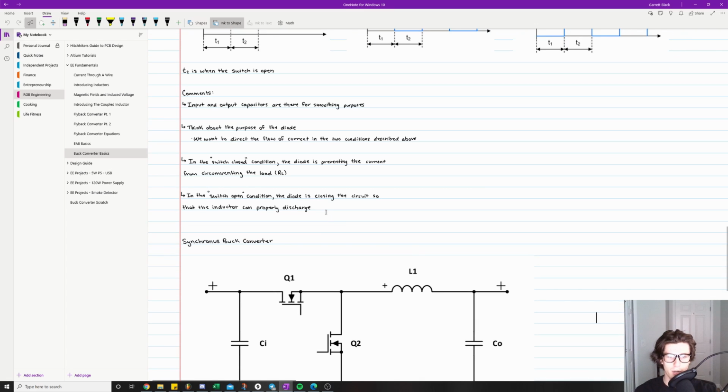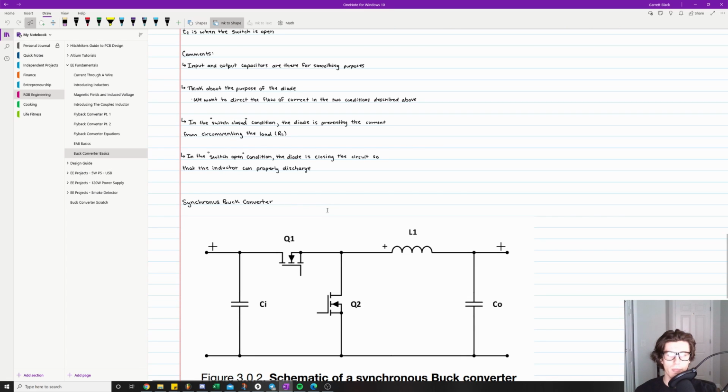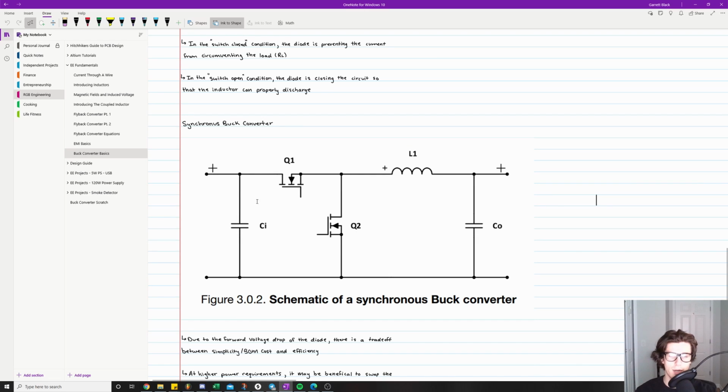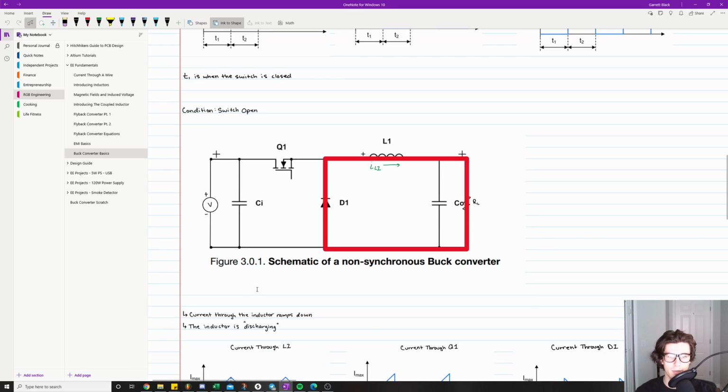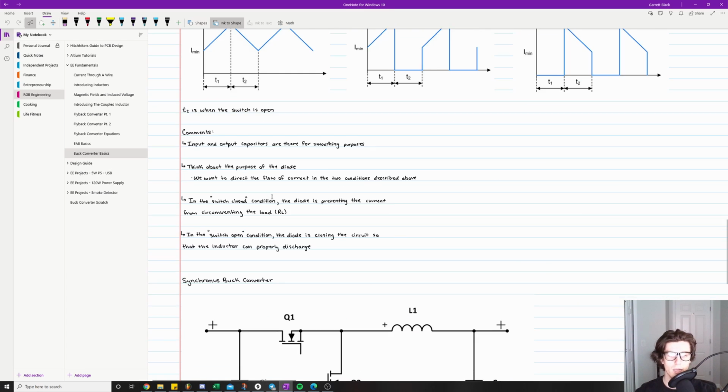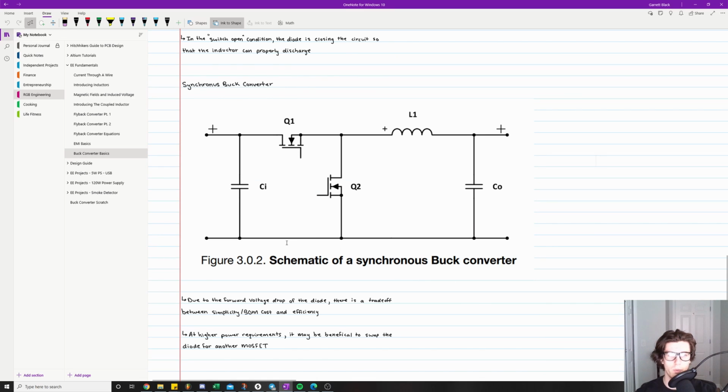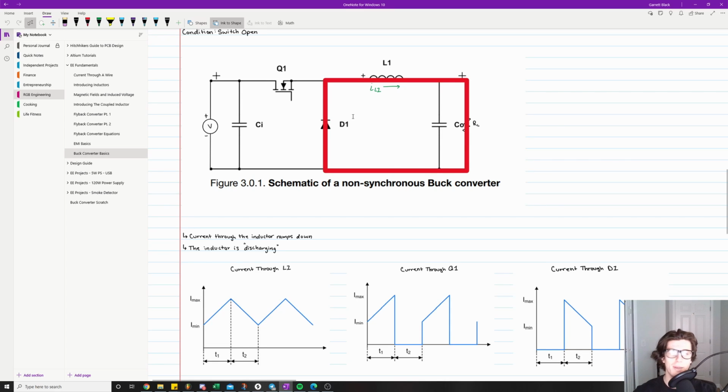So lastly, what I mentioned in the beginning of the video is that there is another way to design a buck converter, and it is known as the synchronous buck converter. Up at the top, it says schematic of a non-synchronous or asynchronous buck converter. This one says schematic of a synchronous buck converter. What they have done is basically replaced the diode with a MOSFET. So you can open and close this circuit right here at will, and it does the same exact job as the diode.